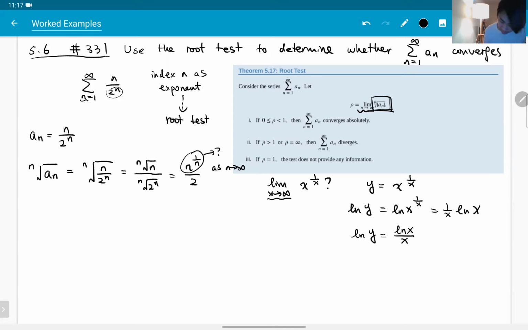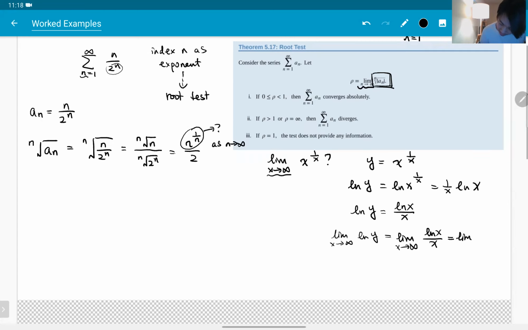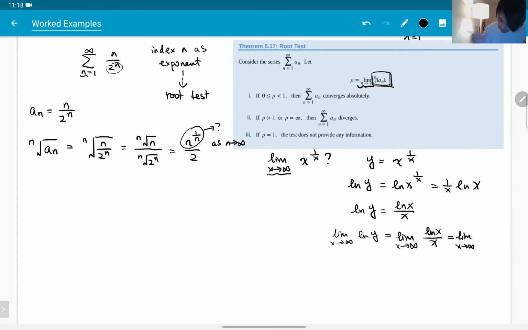Now we have to take x to infinity. The limit as x goes to infinity of natural log of y is this limit. We see that the numerator and the denominator both go to infinity as x goes to infinity, so this is a perfect time to use L'Hopital's rule. This is equal to the limit as x goes to infinity of the derivative of natural log of x, which is 1 over x, over 1, and this is simply 0.